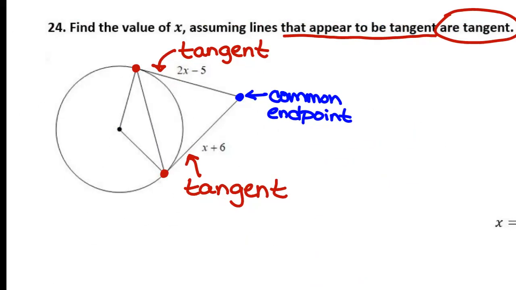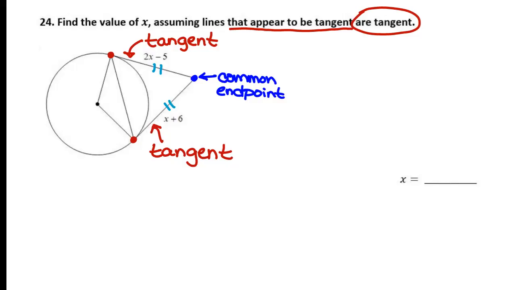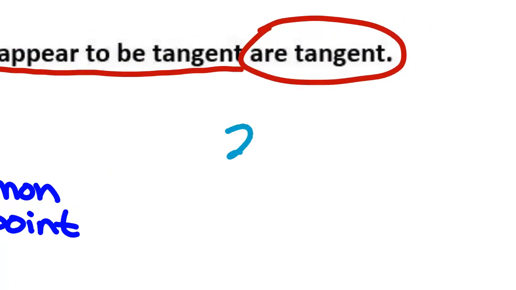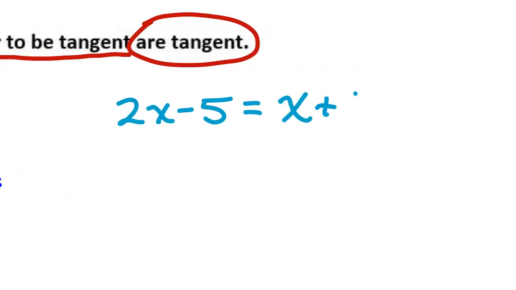Does anybody remember when I have two lines that are tangent to a circle that have a common endpoint? What is the relationship between those two segments? They are congruent. And what do we do with segments that are congruent? Set them equal to each other. So 2x minus 5 equals x plus 6.